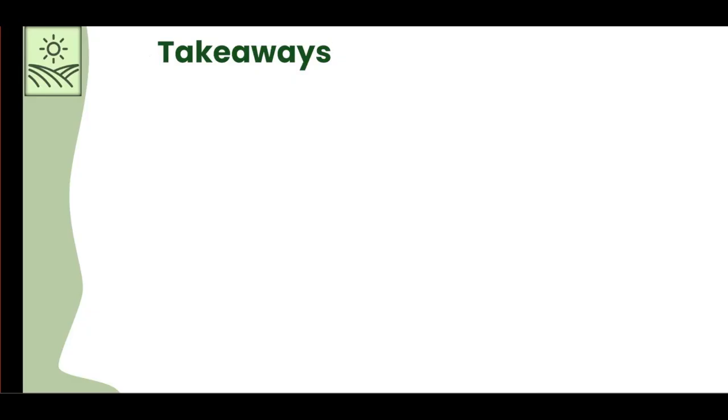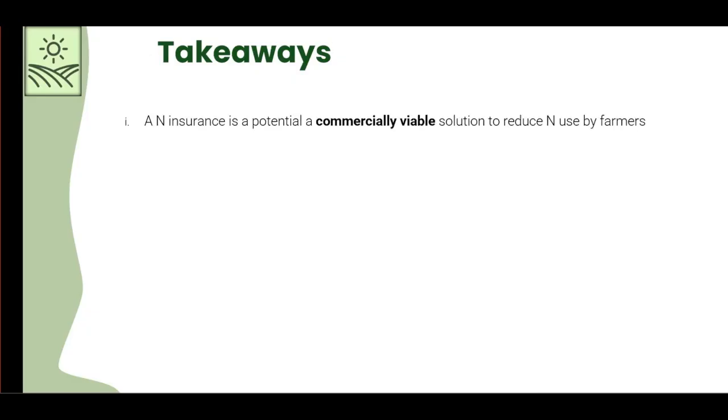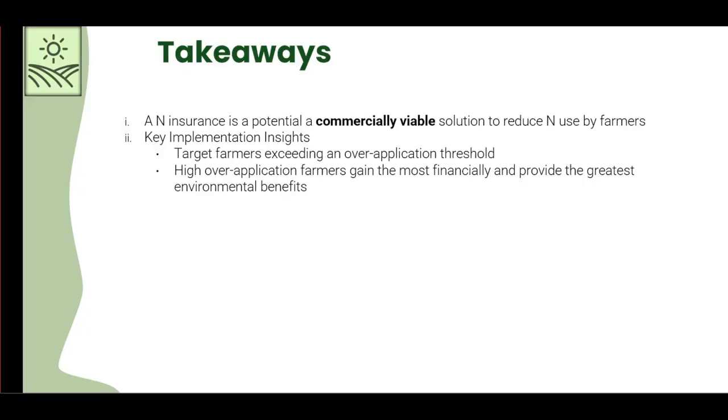So the takeaways are: nitrogen insurance is a potential commercially viable solution to reduce nitrogen use by farmers. Some key implementation insights that we found with this analysis: one, we should target those farmers that overapply, and there is a threshold that we found to be 40 kilograms. We might need to test this with other data in other areas, but the idea is that there is a threshold where this becomes profitable. And those high overapplication farmers get the most benefit from this and provide the greatest environmental benefits.